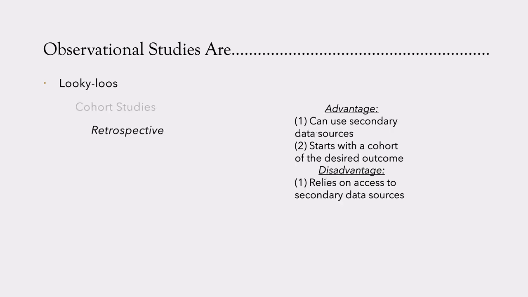Now, retrospective cohort studies just means you're going back in time. Two advantages are that it uses secondary data sources, but if you don't have access to it or you have trouble, you're going to have a really hard time completing your study. A unique thing about retrospective cohort studies is that you start out with a desired health outcome in mind as opposed to a cohort. And you'll see why as we continue.